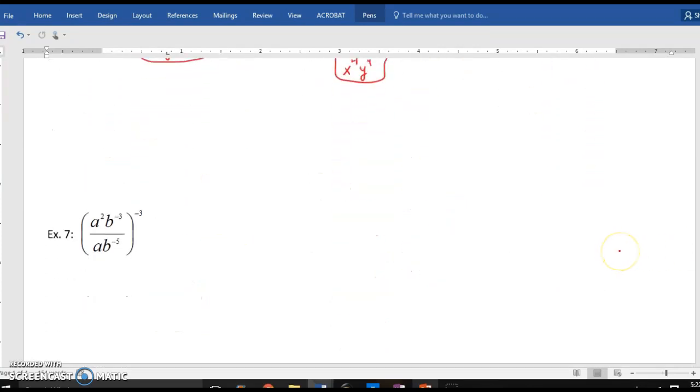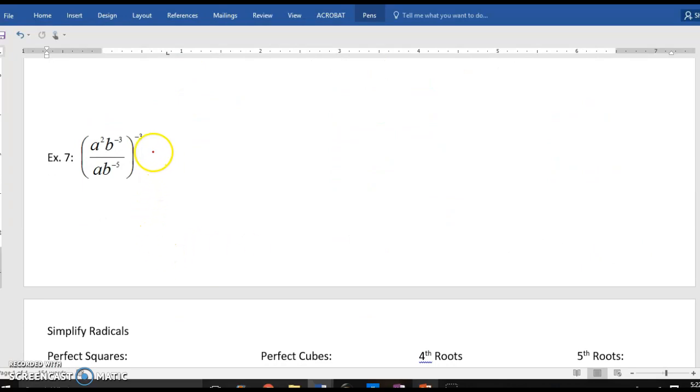Okay, so example 7, what I like to do is raise everything to the negative 3. So a to the 2 times negative 3 is negative 6. B to the negative 3 times negative 3 is 9. A to the negative 3. B to the negative 5 times negative 3 is 15. Then any exponent that's negative I'm going to make it positive. So this comes down, a to the 6th. This goes up, a to the 3rd. And I have b to the 9th, b to the 15th.